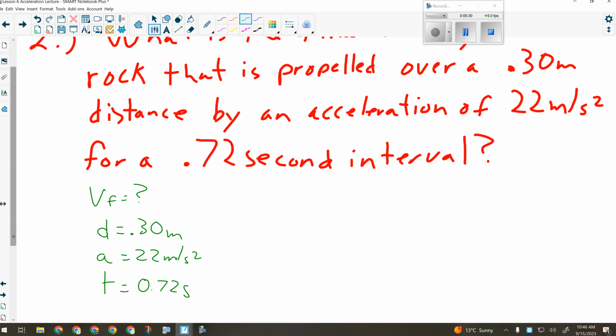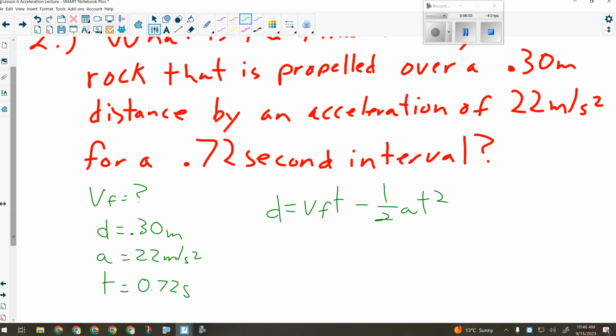Is it VF squared equals VI squared plus 2AD? If they told me outright that it started from rest, I could use that one. But there's no time in that formula. D equals VF T minus 1/2 A T squared. Exactly. I'm going to use this one.